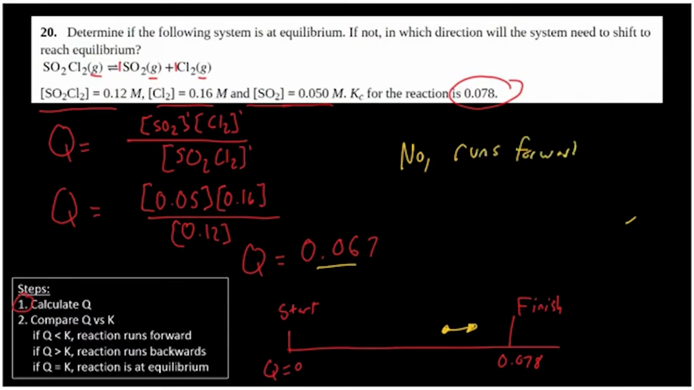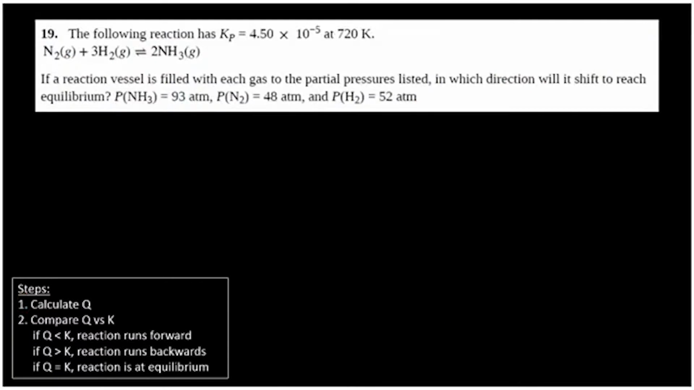Okay, let's do one more. This one, similarly, gives us a reaction and asks us, is it at equilibrium or not? Notice this time it gives us a Kp, which is an equilibrium constant in terms of pressure, and it gives us partial pressures instead of concentrations. That's no problem. We've already said that Q can be calculated in terms of concentration or pressure. So Q in this case would be equal to the pressure of NH3, that's our product, squared. Remember, it's squared because the stoichiometric coefficient is 2. Divided by the pressure of our reactants, pressure of N2 raised to the first power and pressure of H2 raised to the third power. Great.